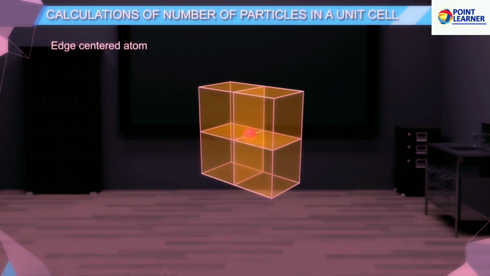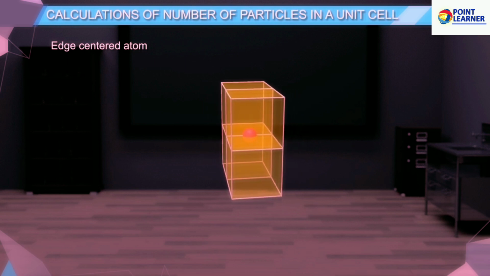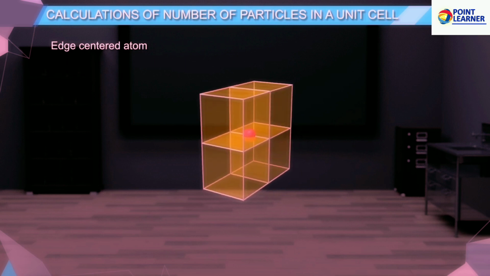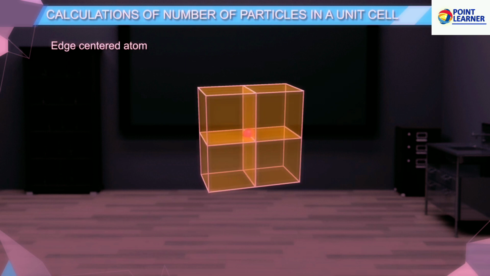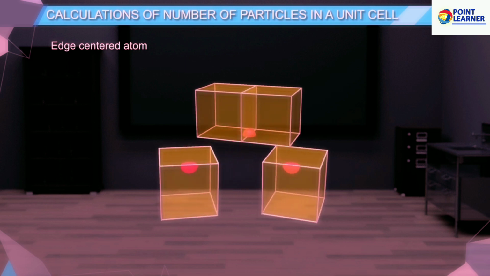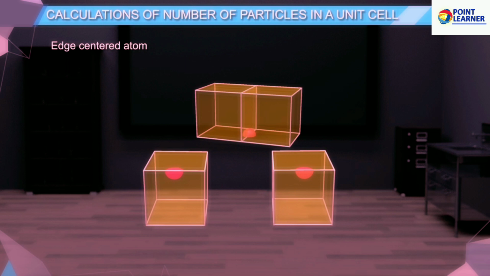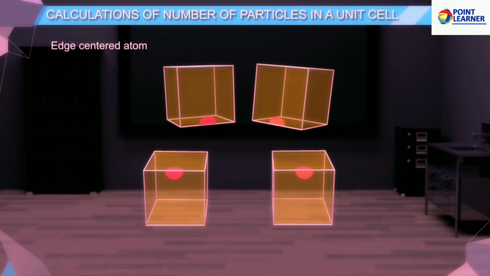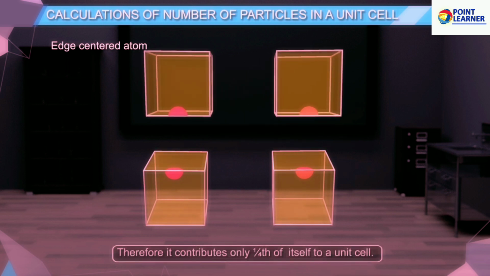An edge-centered atom is shared by 4 adjacent unit cells in the crystal lattice. 2 unit cells are present in the lower layer and 2 unit cells are present on the upper layer. Therefore, it contributes only 1/4 of itself to a unit cell.